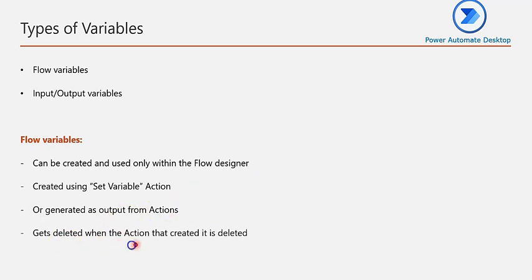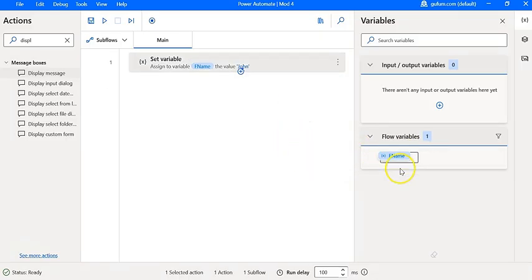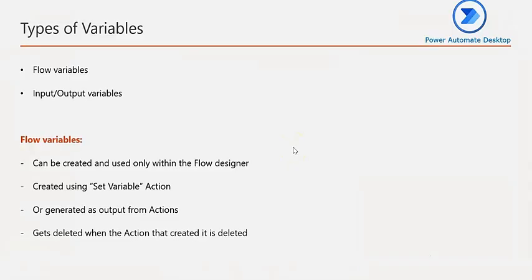or gets deleted when the action that created it is deleted. That is another point to remember. If I delete this action, because that is the one that created button pressed, as soon as I delete it, that variable goes away. So it is created as well as used within the flow designer itself using multiple ways.